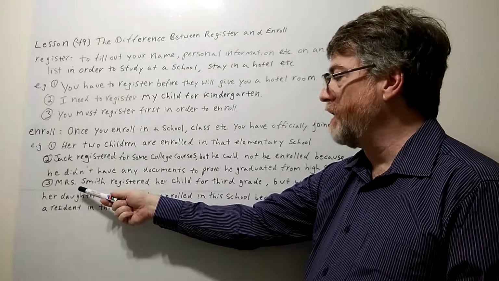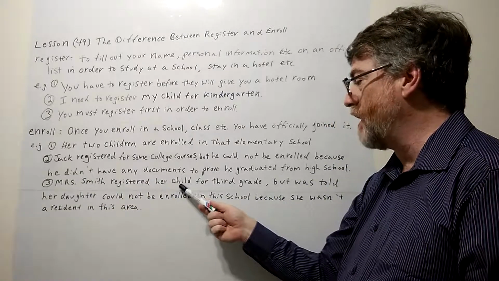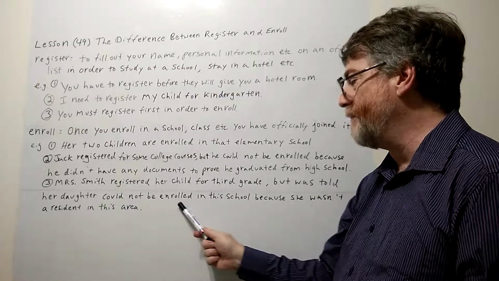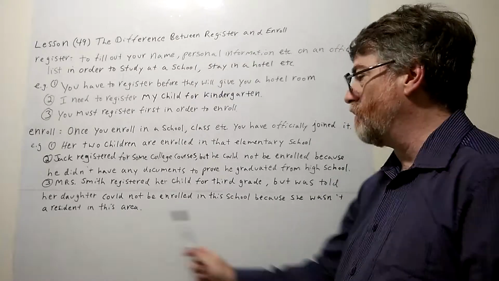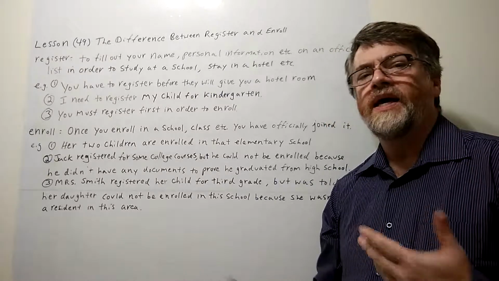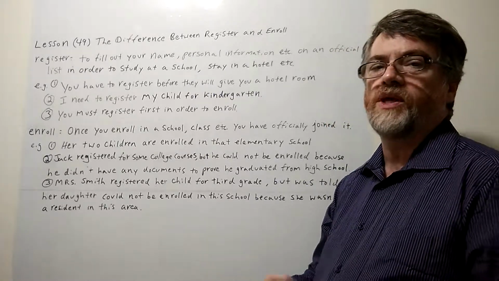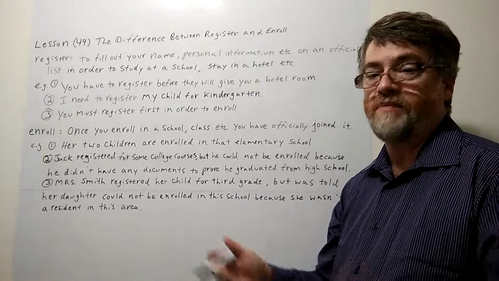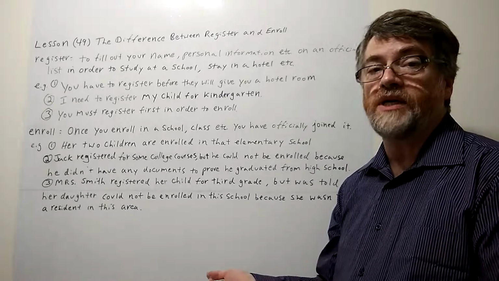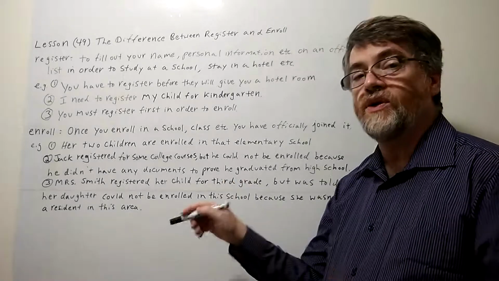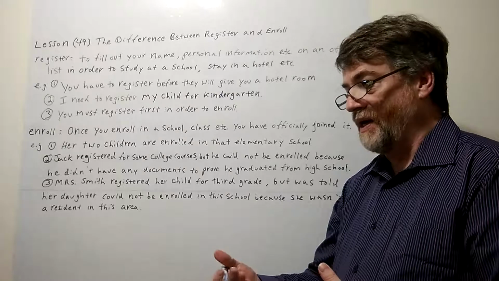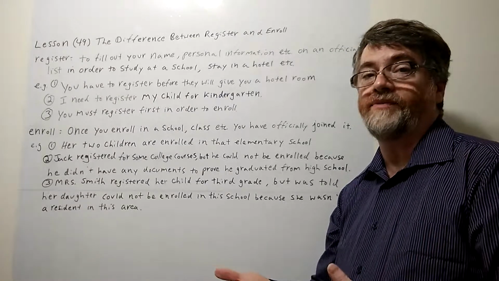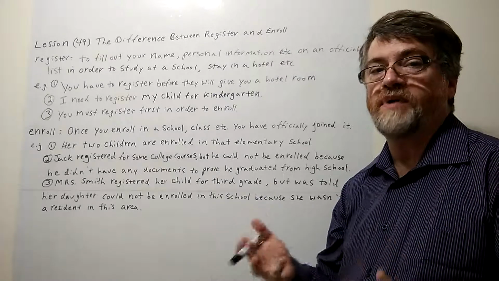Let's look at number three here. Mrs. Smith registered her child for third grade, but was told her daughter could not be enrolled in the school because she wasn't a resident in this area. Some grammar schools want you to be living in the area before they allow you to do it. Maybe she was confused. She filled it out, and later on they checked and found out she wasn't a resident. Sorry, you can't go to this school because you must be a resident.